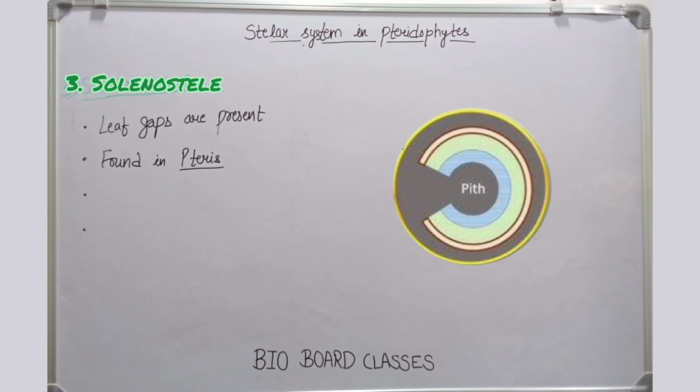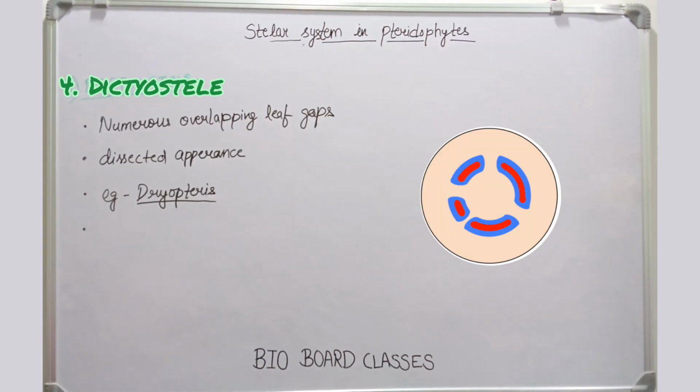Fourth is Dictyostele. Dictyostele is a further development of a Siphonostele but with numerous overlapping leaf gaps, which gives the stele a dissected appearance. This is a Siphonostele with overlapping leaf gaps forming separate vascular strands. As you can see in the diagram, it looks like a ring of bundles and each is called a meristele. It is found in ferns like Dryopteris. And in the previous diagram, there was only one leaf gap present, but in Dictyostele, numerous leaf gaps are present.